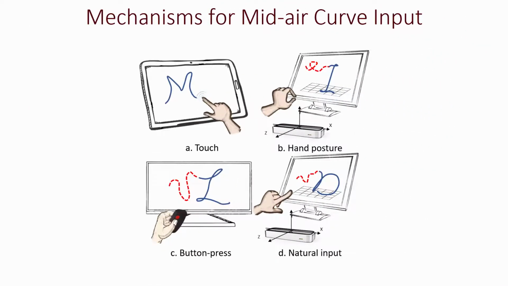Mid-air curve input is commonly accomplished through explicit expression of the user's intention to start and stop sketching, typically via hand postures or button press operations on instrumented controllers. In applications involving 3D sketching, this intention is the differentiating point between a stroke, or what a user wants to draw, versus a hover, a curve that is not intended to be drawn.